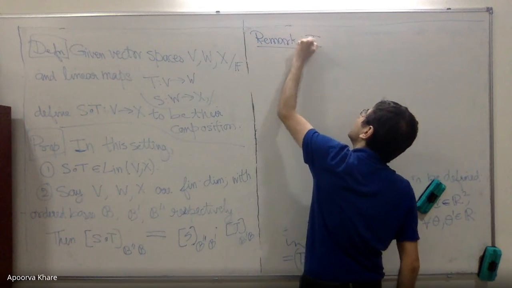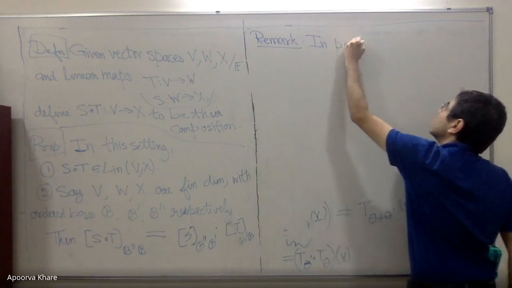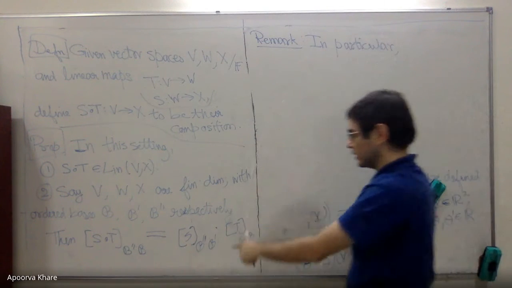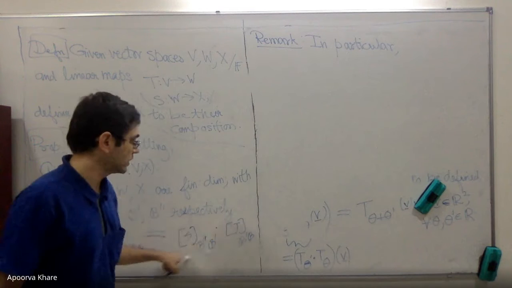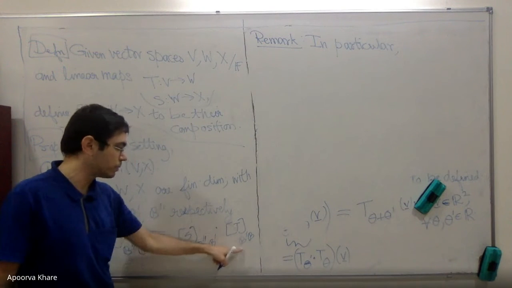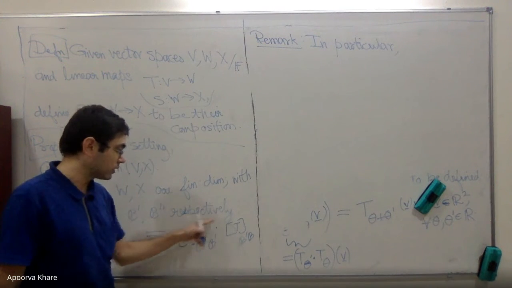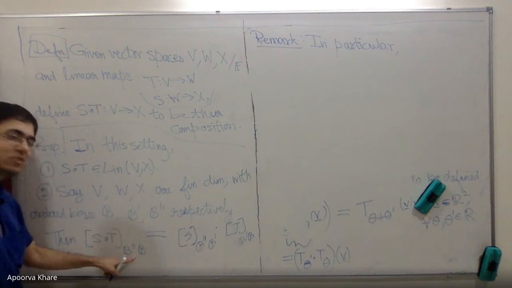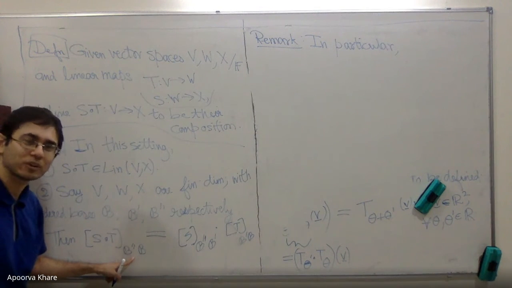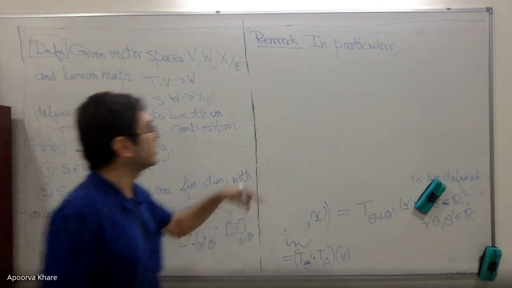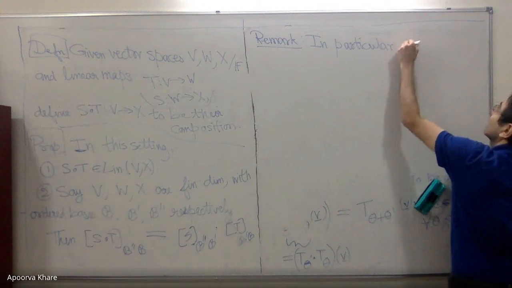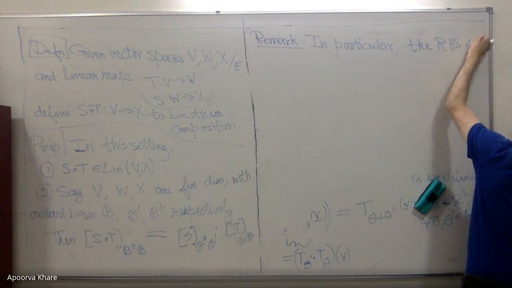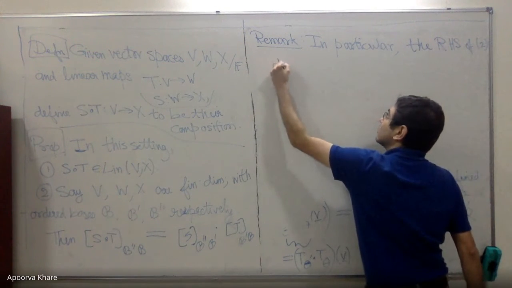In particular, let's look at the right-hand side of this equation. It clearly depends on B prime, since you're writing down the matrices with respect to the basis B prime. But on the left-hand side, there is no B prime, so this does not depend on B prime. So in particular, the right-hand side does not depend on B prime.